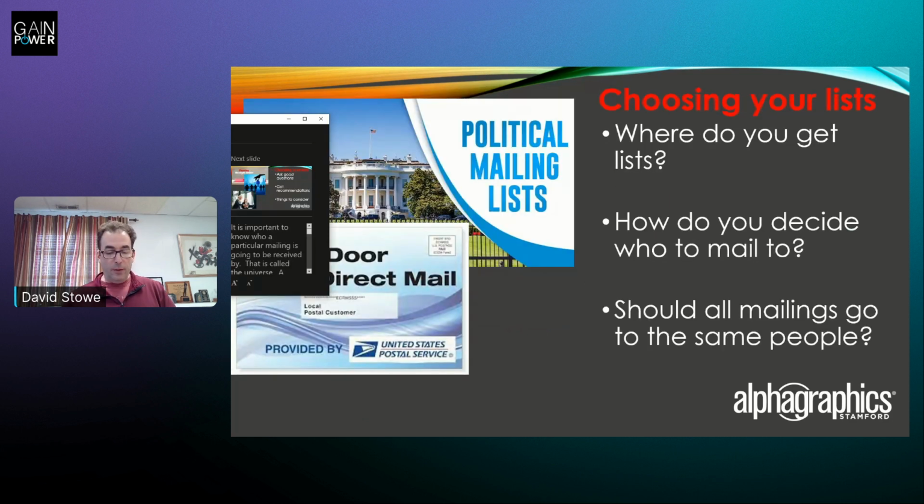So another thing to consider when you're talking about doing some direct mail is choosing your lists. It's important to know who a particular mailing is going to be received by. That's called the universe. A universe can be as large as the entire electorate or as small as a very targeted mail piece designed to only reach specific people with specific demographics.